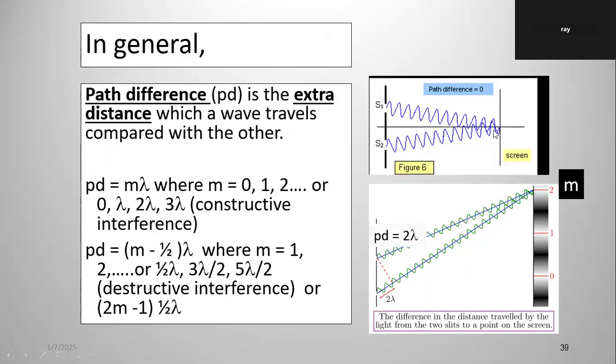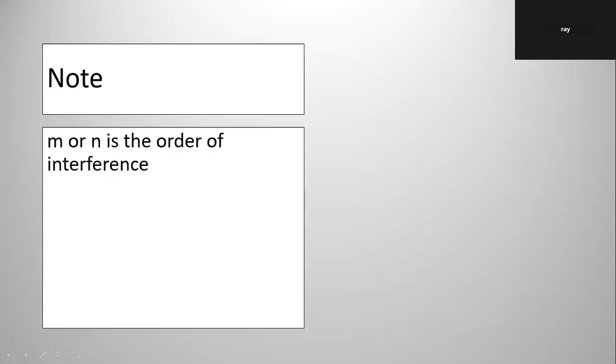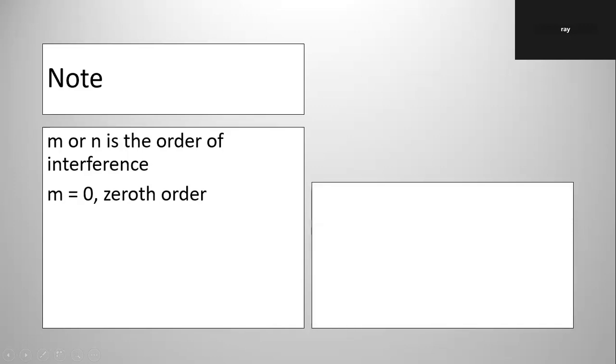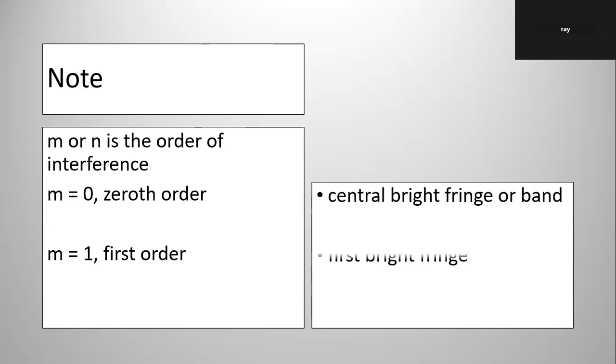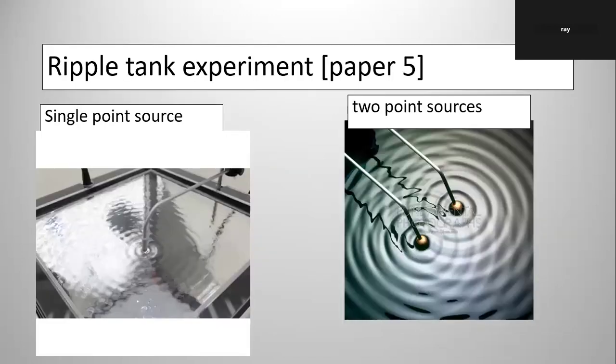So for constructive interference here, path difference 0, and then the first one, M equals 0, M equals 1, M equals 2. So that's a 2 wavelength path difference. Some textbooks use M, some use N, it doesn't matter. It's called the order of interference. M equals 0 is the 0 order. We call it the center bright fringe. If you use light, M equals 1 is the first order, first bright band.